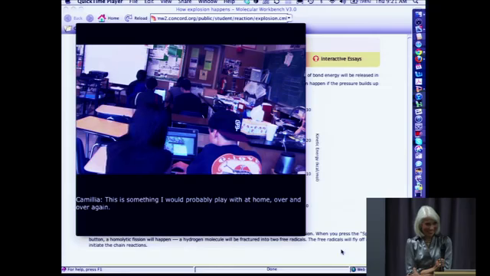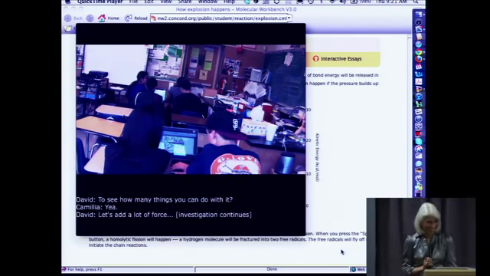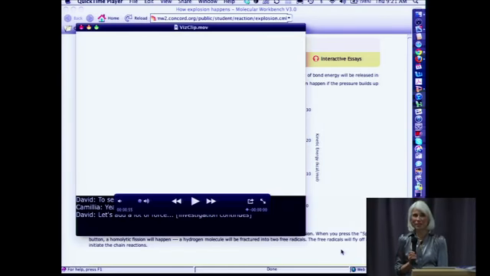This is something that I would probably play with at home over and over again. See how many things you can do with it. Yeah. To add a lot of force.